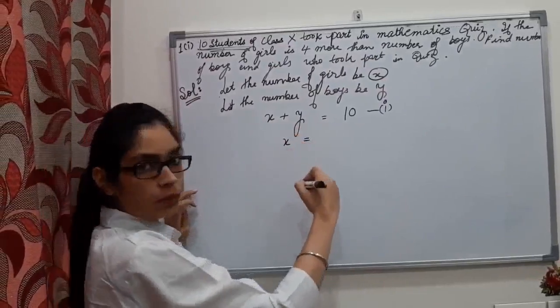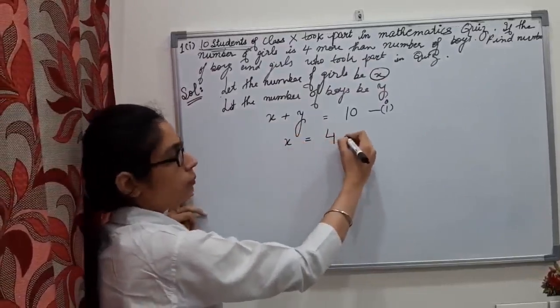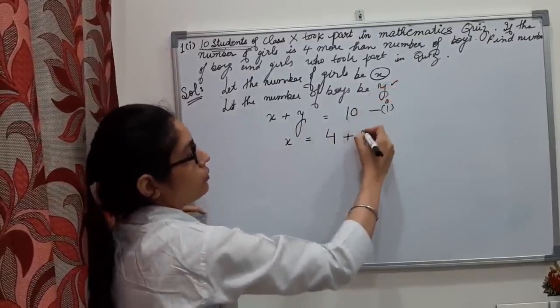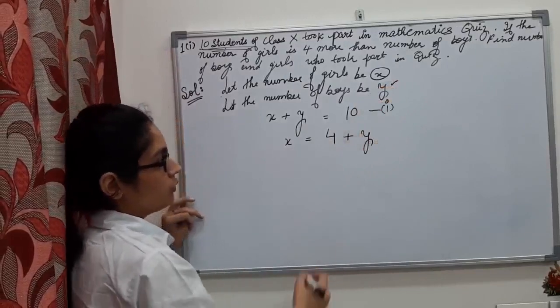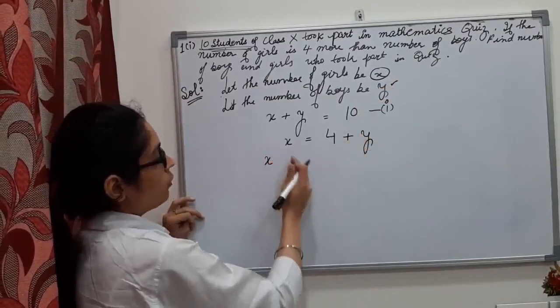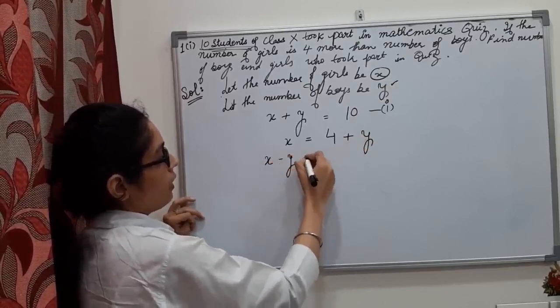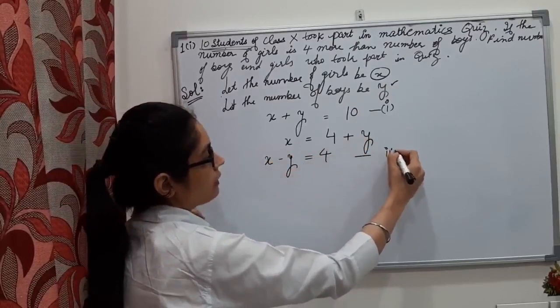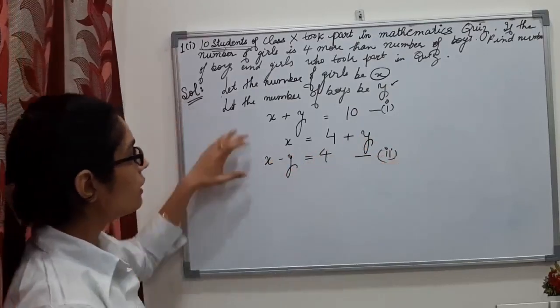"Is" means equals to, "4 more" means plus 4 than the number of boys. Number of boys is y. So let's simplify this equation. It will be x. I will shift y to this side and 4 will remain like that. So this will be our second equation.